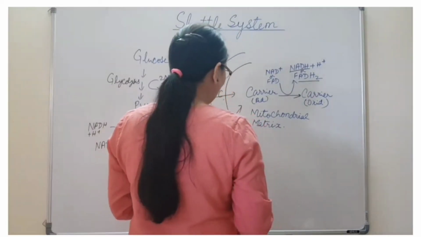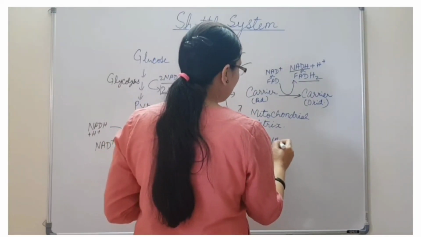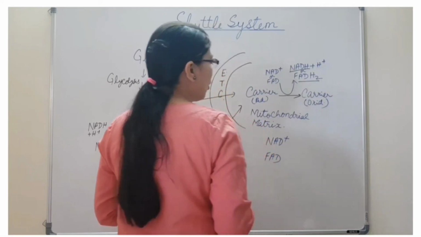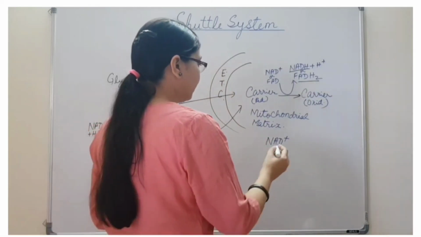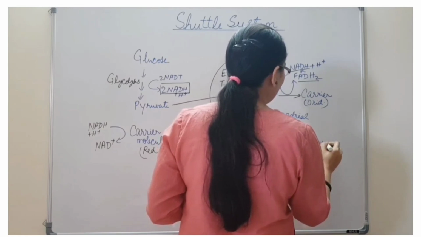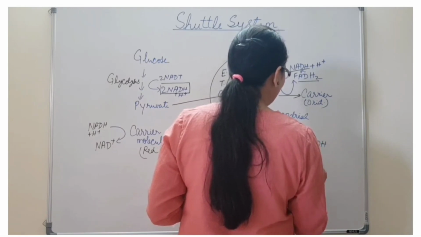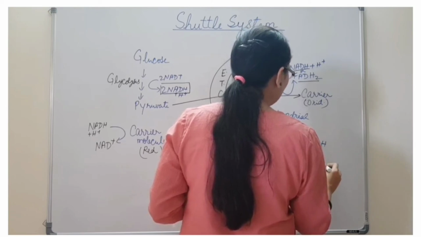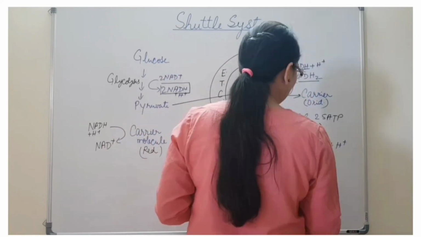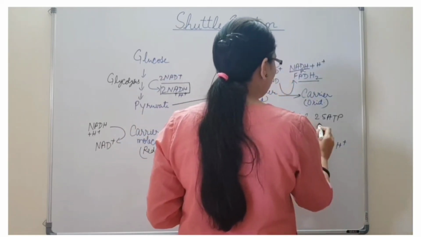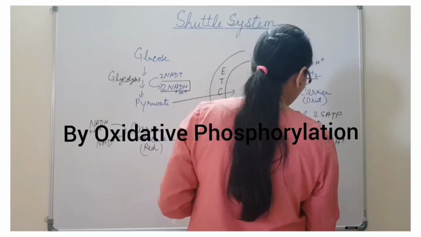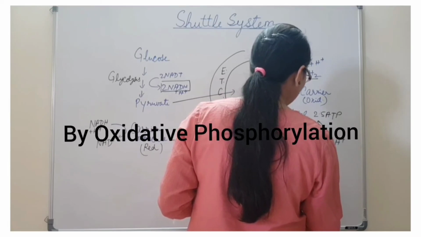Depending upon whether the reducing equivalent is transferred to NAD plus or FAD, the yield of ATP depends. If it is transferred to NAD plus, then it gives NADH. If it is transferred to FAD, it gives FADH2. NADH gives 2.5 ATP molecule and FADH2 gives 1.5 ATP molecule.